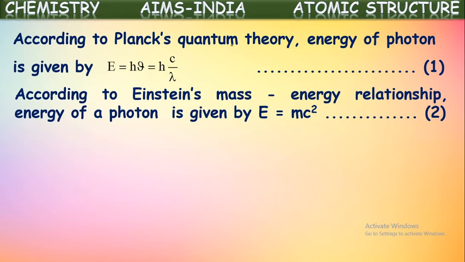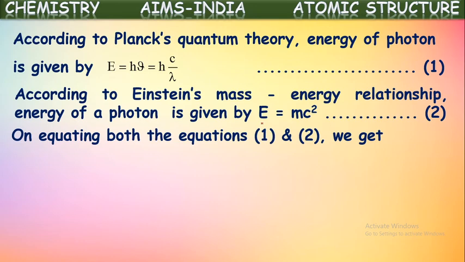According to wave nature, the energy of the electron is given by the formula E is equal to hc by lambda, according to Planck's quantum theory. The energy of the same electron is given with the mass energy relationship by considering it as a particle. According to Einstein's formula, it is given as E is equal to mc square. So both are the energies of the same electron. Now we can equate these two.